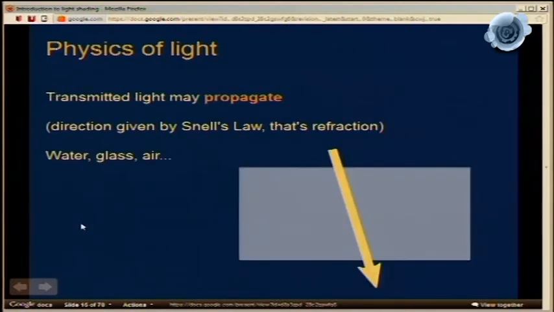Then there is a part of light that is not reflected. It's going to be transmitted through the material. And what can happen to this light? Well, first, what can happen is just nothing. It's going through the material. It's not interacting with it. So think about water, for example. Think about air, think about glass. The light just goes through.